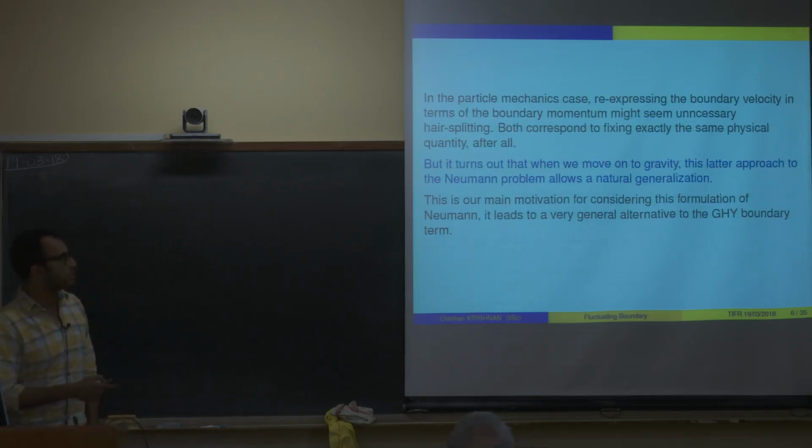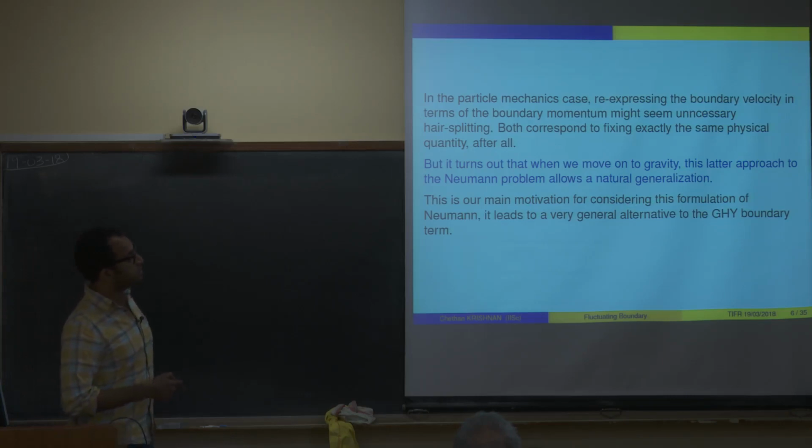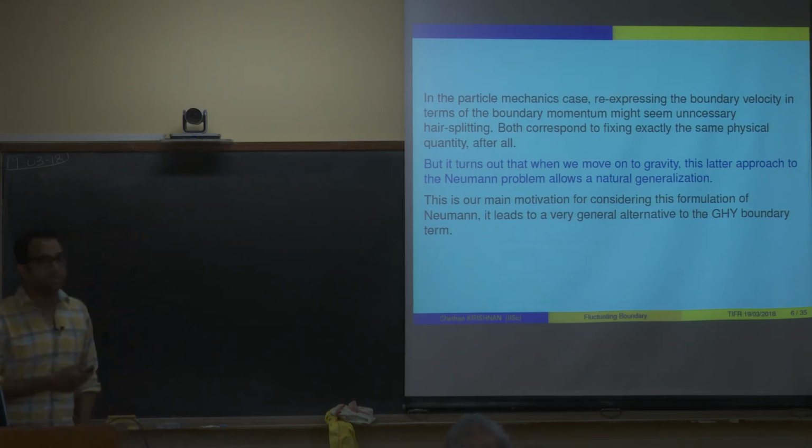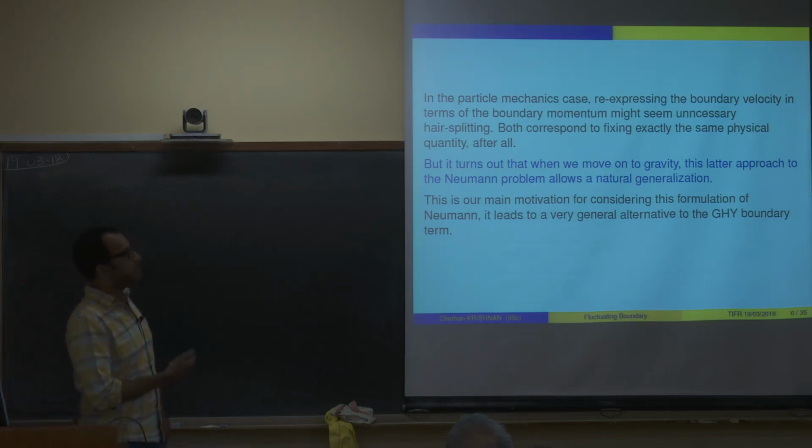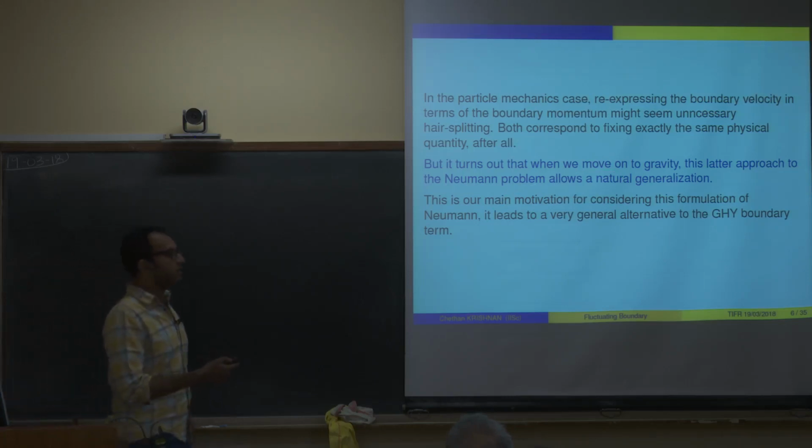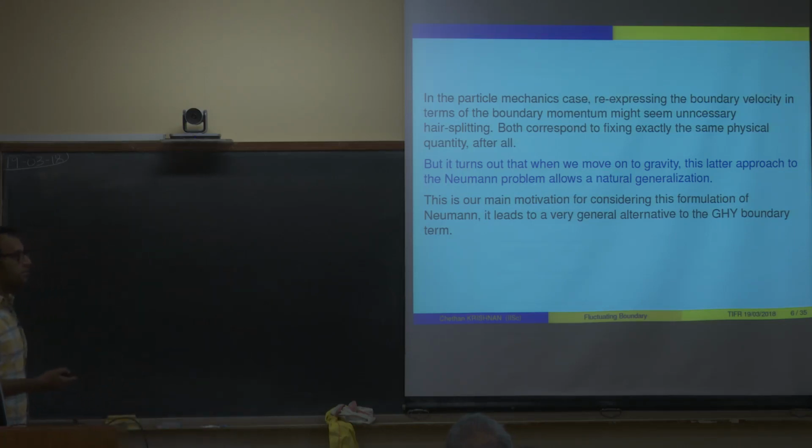So yeah, this is what I was just saying. In the particle mechanics case, re-expressing this boundary velocity in terms of the boundary momentum is not particularly interesting or important. But in the case of gravity, I think it is essential, because the natural velocity is basically a derivative of the metric, and the derivative of the metric is not a particularly covariant idea. So we don't want to use that as our definition of Neumann. That's the basic reason why we like to use this.